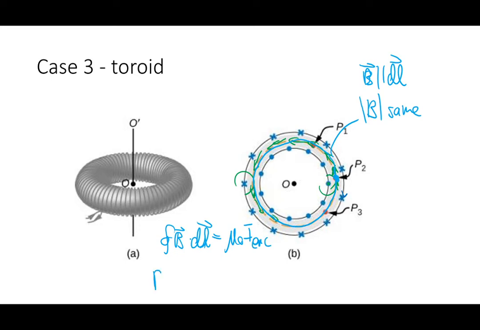Gives you B times 2 pi R here, R being the size of my Amperian loop, or the distance of my point of interest away from the center. And then the I enclosed here is the current through each wire, but look at how many wires it's inside.